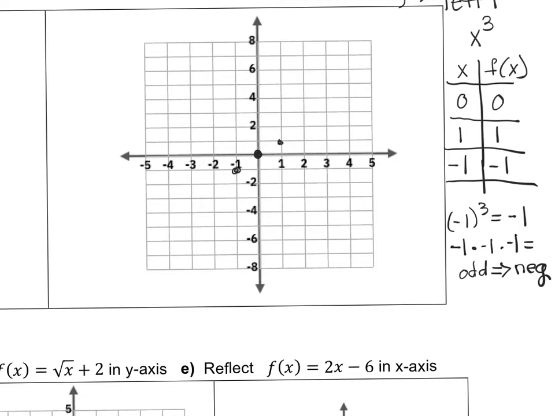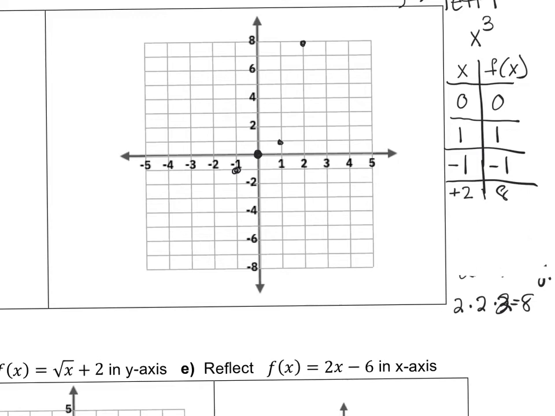And then we can also add in one other point if we wanted to. We could add in +2. If you cube +2, you get 2 times 2 times 2, which is 8. So at 2, 8, you have a point. And then also, we could include the point -2. Let me just erase so we have a little bit of room here, and we can add in -2.